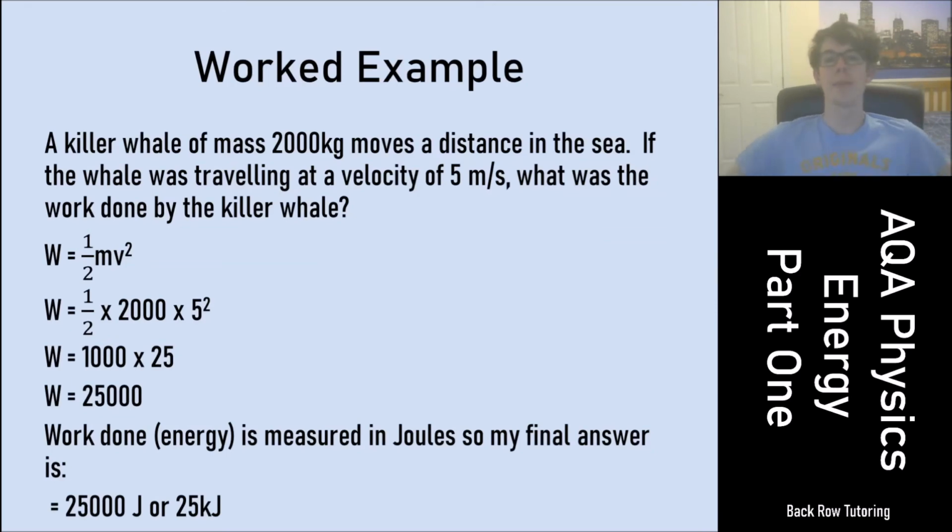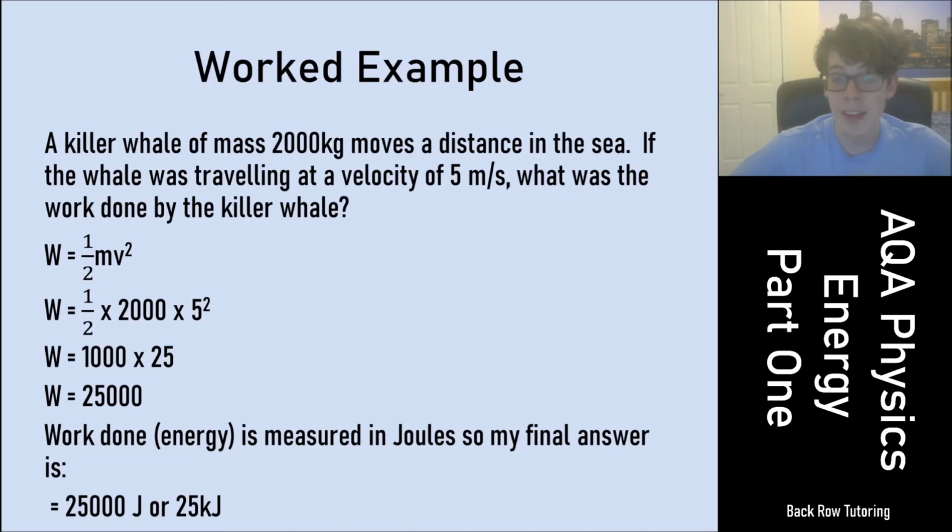Okay, so work example. A killer whale of mass 2,000 kilograms moves a distance in the sea. If the whale was travelling at a velocity of 5 meters per second, what was the work done by the killer whale? Well, write out our equation first of all. W equals half mv squared. Work done is half the mass times the velocity squared.